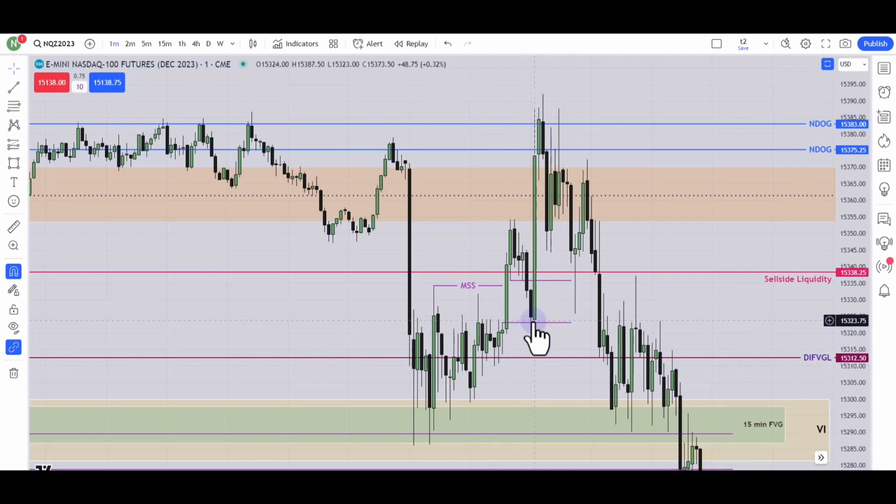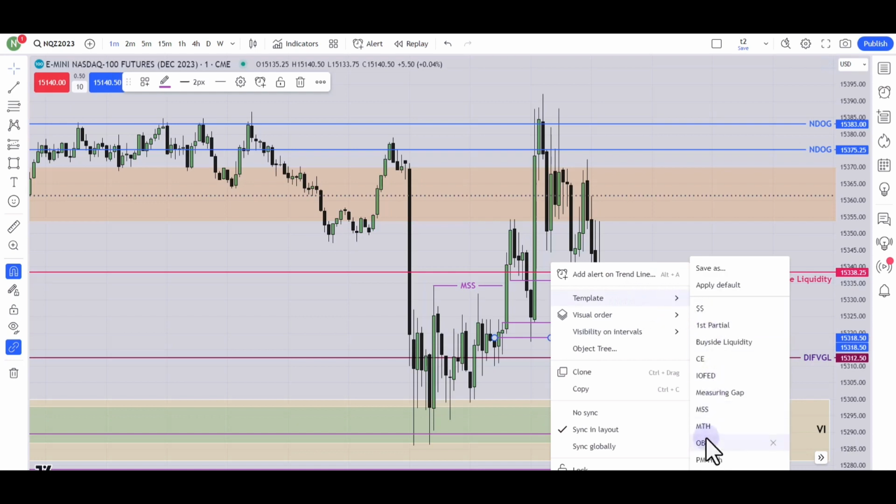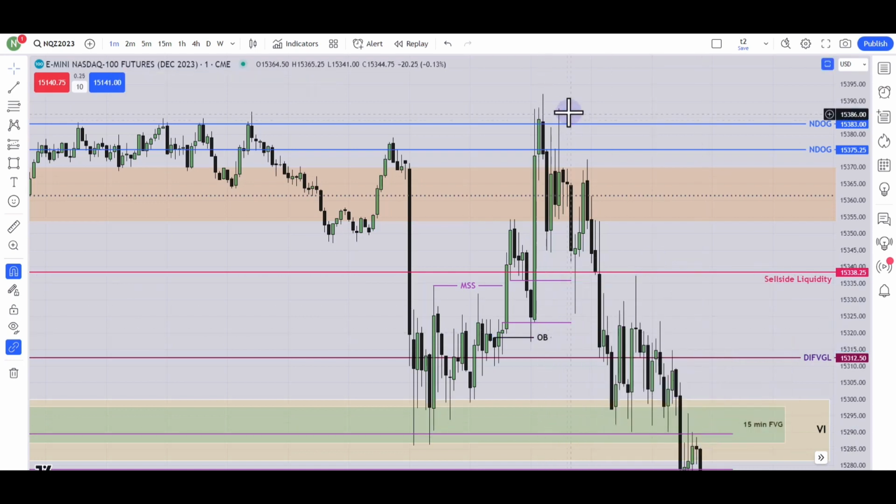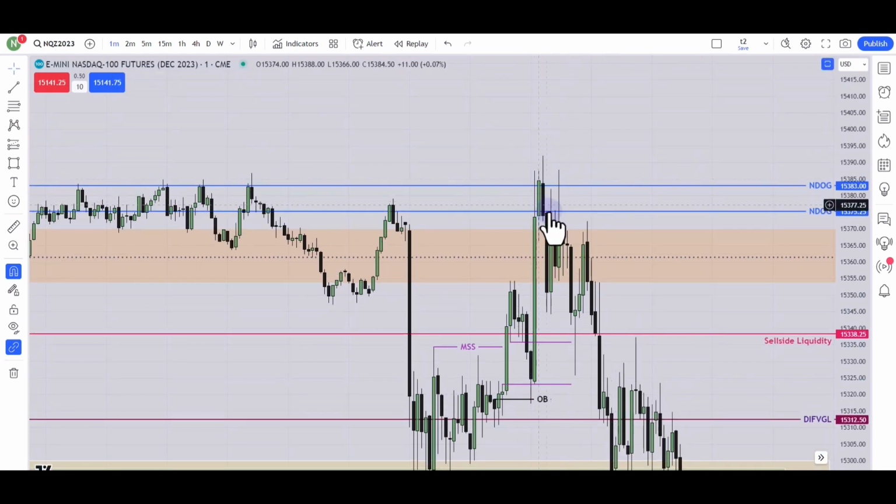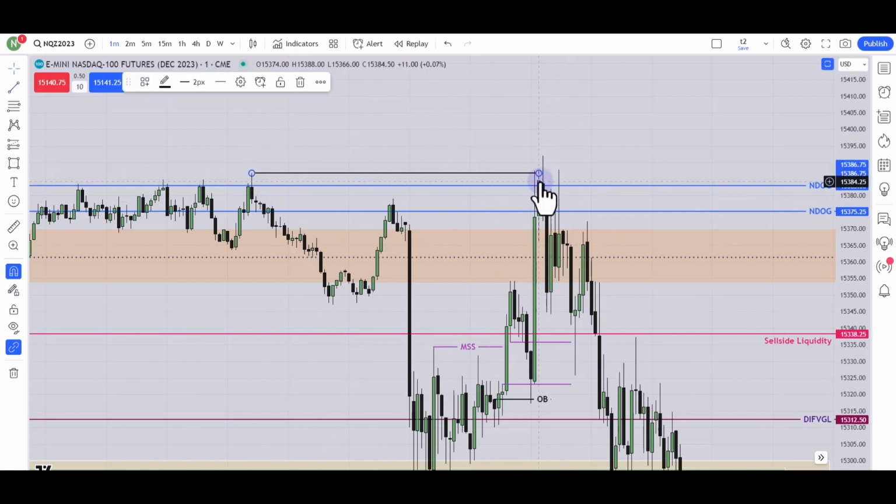It actually came a little bit lower to this order block, and then the run. You see, this is the run. Where is your liquidity? There is your liquidity.